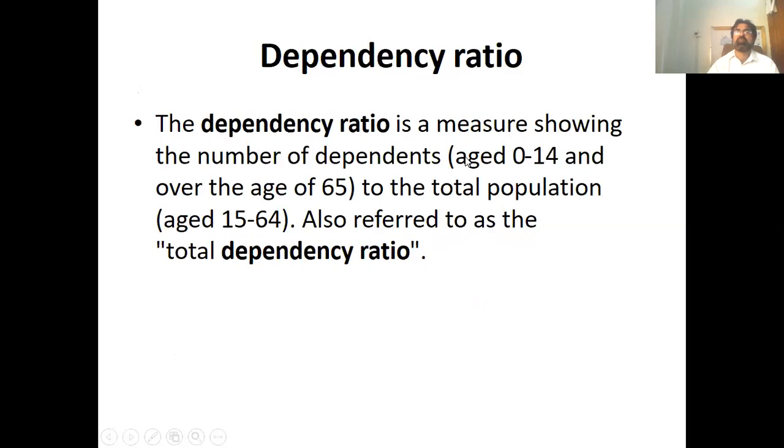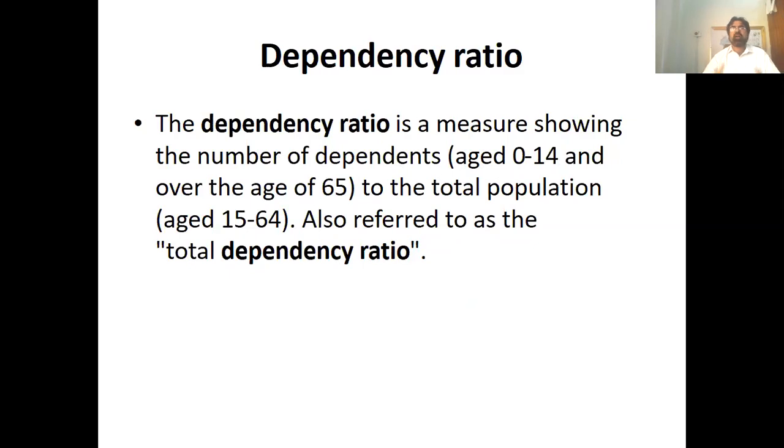Dependency ratio. The dependency ratio is a measure showing the number of dependents aged 0 to 14 years and over the age of 65 years. These two segments of the population are dependent because the children cannot work. They are in education, they are studying in schools, and the people who are 65 years and above are retired, so they cannot work. They have no more productive age. Between 15 years and 64 years, these people are of working age, in their productive life. So they are basically earning, and the rest of the people, from 0 to 14 and 65 years and above, are dependent upon them.